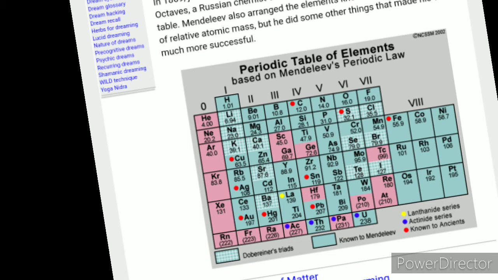Like this, here we learned about Dobereiner's triads, Newlands' octaves, and Mendeleev's periodic table, with their merits and demerits.